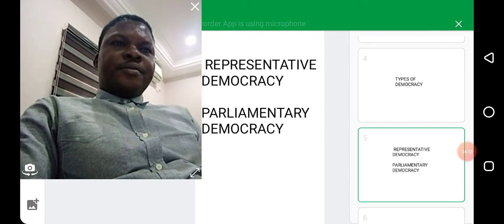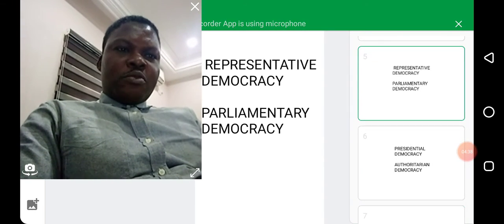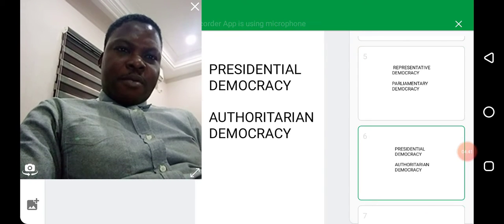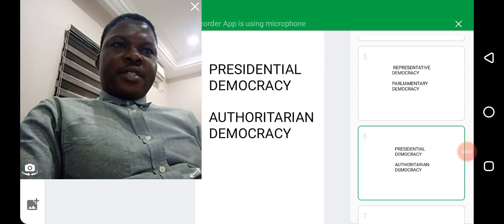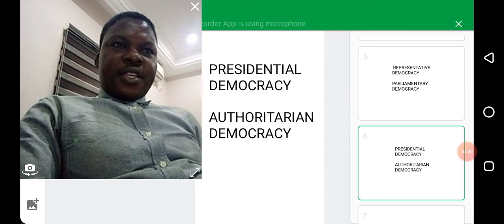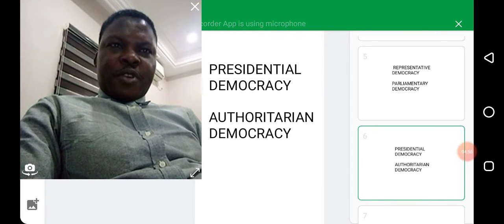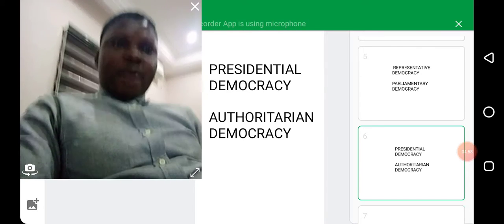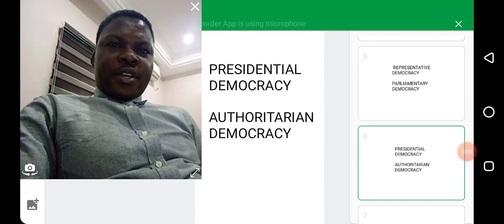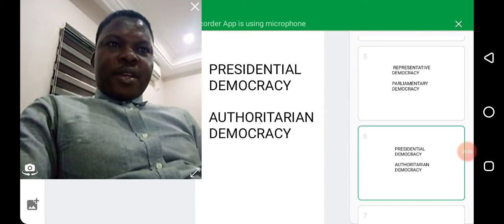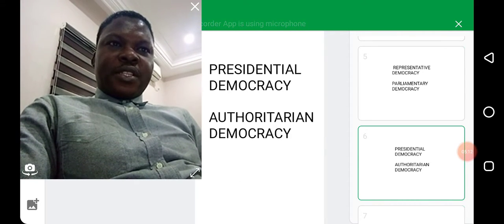Apart from representative democracy and parliamentary democracy, we still have other forms of democracy. We have the presidential democracy. A presidential democracy is the opposite of a parliamentary democracy. In a presidential democracy, the executive branch is more powerful, unlike in the parliamentary democracy where the executive has less power. In presidential democracy, the executive is vested with great power.